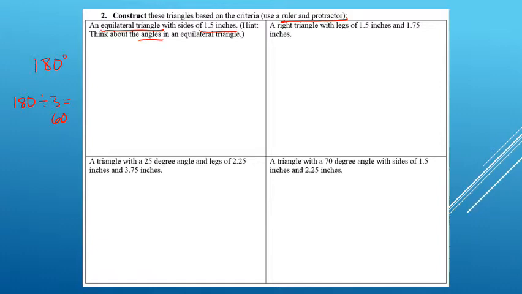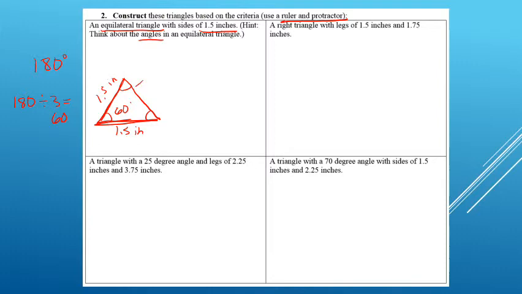So if you think about what we've been doing in class, we've talked about starting with an angle. So if you draw a 60-degree angle, that's a good place to start. Then make each of those side lengths 1.5 inches. And at that point, if you've drawn them to scale, you should actually be able to connect that line and form 2 additional 60-degree angles.